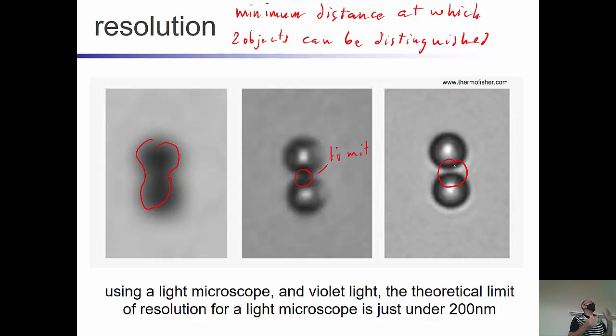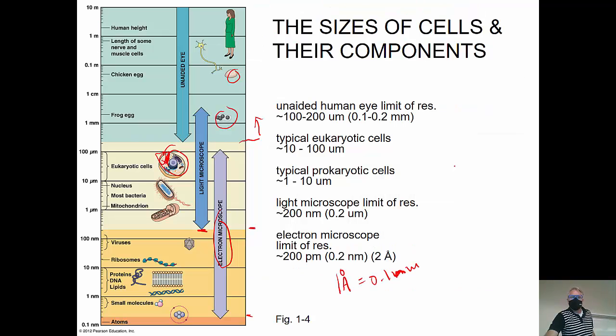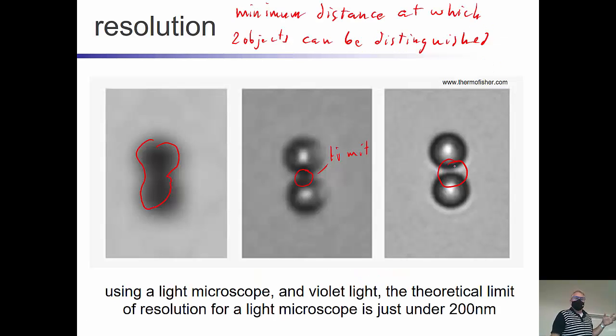And so the idea for resolution is we want this to be as small a number as possible, because that means two things that are very, very close, we can tell they're two things. Okay? And so when we're looking here, this also defines our limit of resolution. So for a light microscope, the limit of resolution is about 200 nanometers.